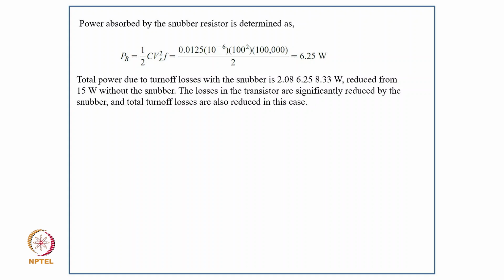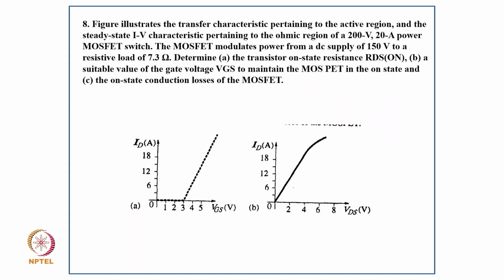Now the power absorbed by the snubber resistance is determined as PR equal to half CV square into f. Putting in the values, it comes to 6.25 watt. So the total power due to turn off losses with this snubber is 2.08 plus 6.25, that is 8.33 watt, reduced from the 15 watt without the snubber. The losses in the transistor are significantly reduced by the snubber, and the total turn off losses are also reduced in this case.